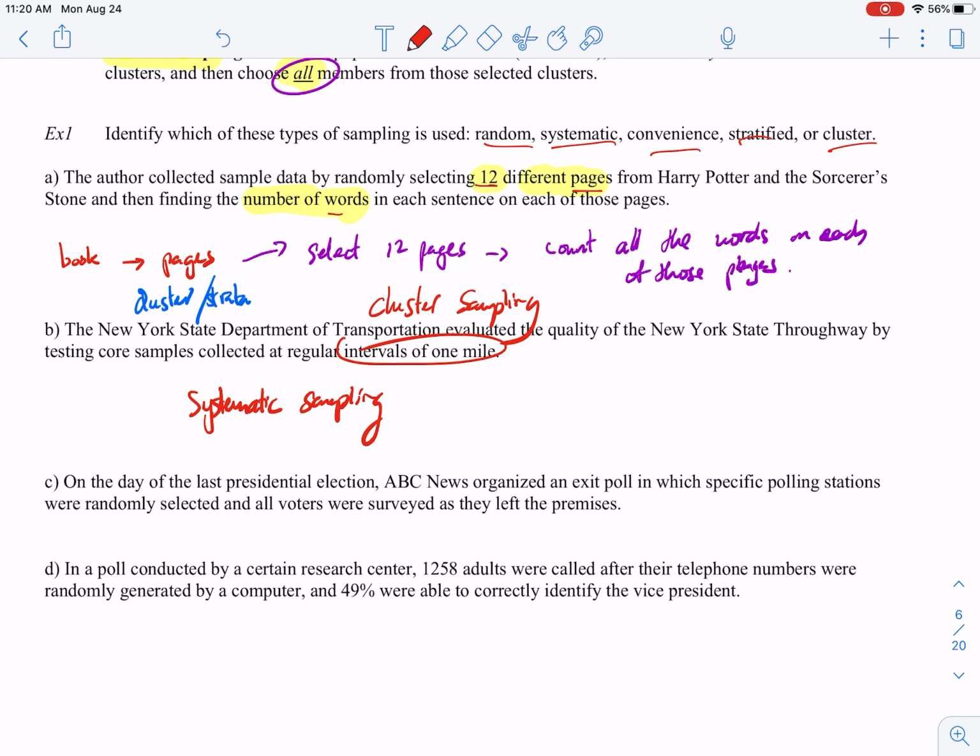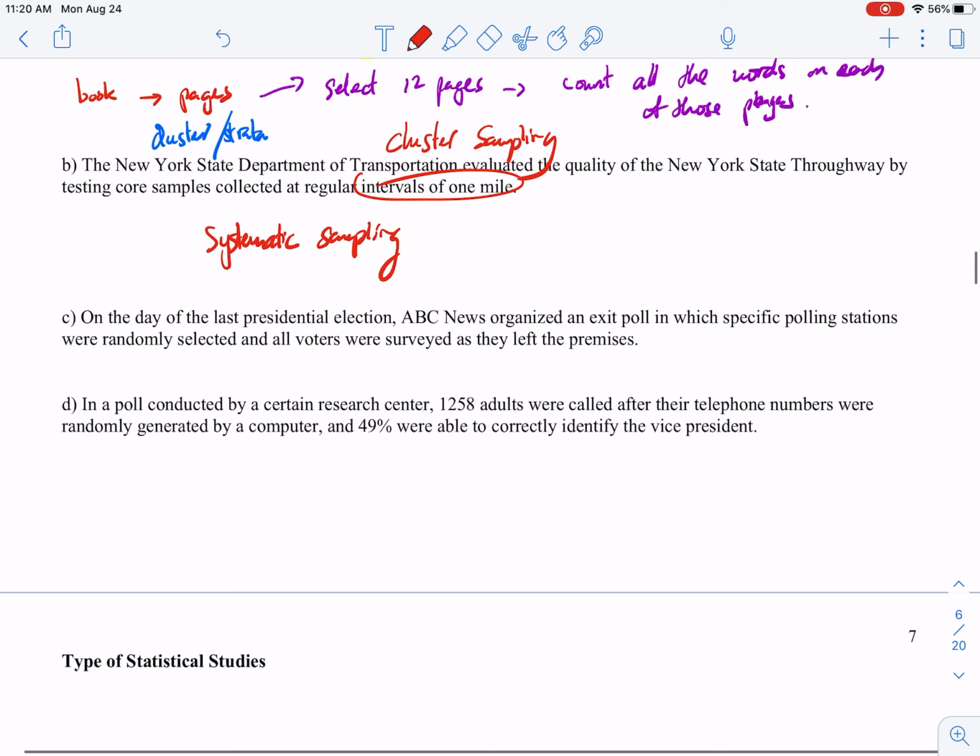All right, so that's the keyword there. C: on the day of the last presidential election, ABC News organized an exit poll in which specific polling stations were randomly selected and all voters were surveyed as they left the premises. Okay, let's think about this. So we have voting poll stations, and ABC News organized an exit poll in which specific polling stations were randomly selected.